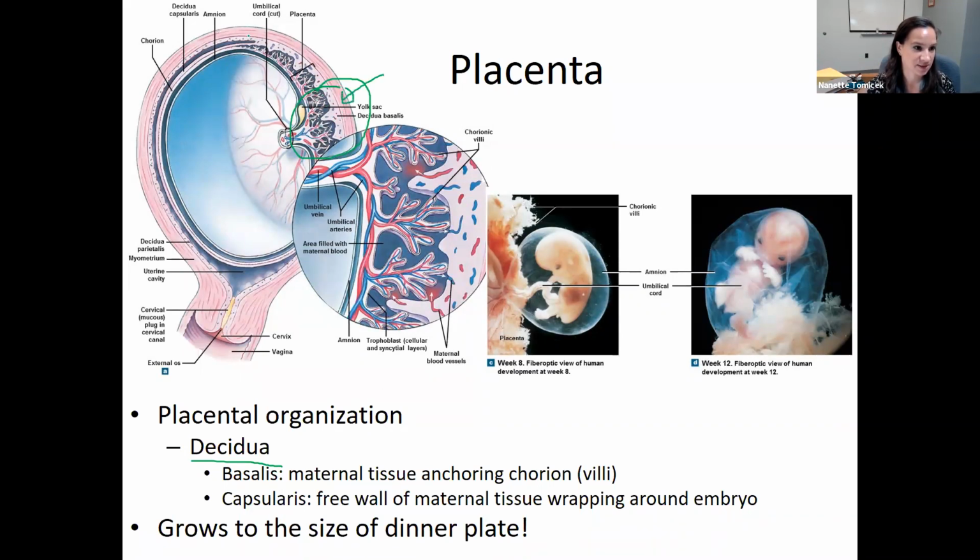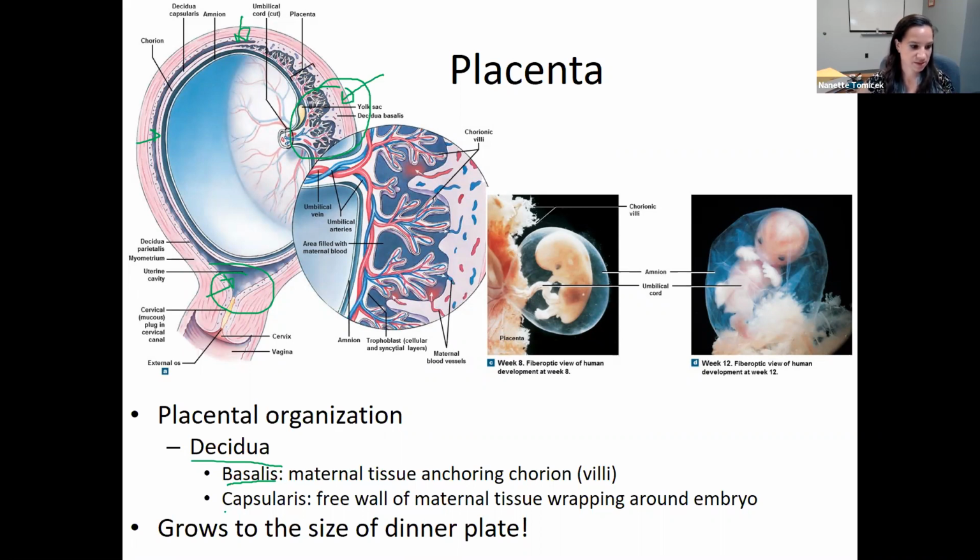The baby could have just as easily implanted here or here. You really don't want to cover over your exit at the cervix. That would lead to a complication that we can discuss later. But arbitrarily, the baby implants in a spot, and then that's where that anchoring point is. That's where the umbilical cord is going to grow, and that is described as the decidua basalis. This is where we're anchored to that chorion.